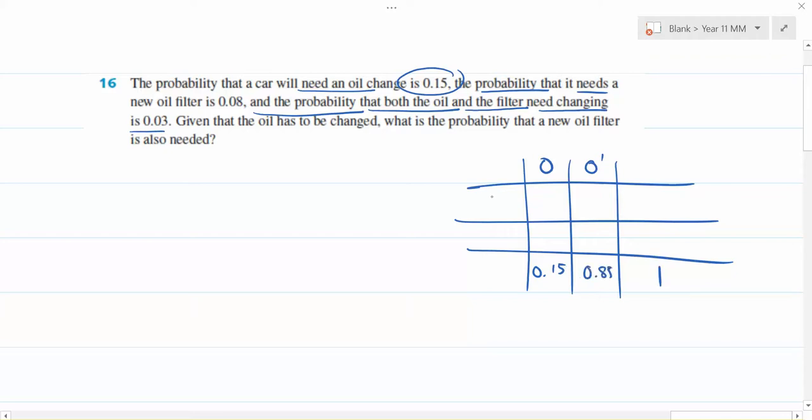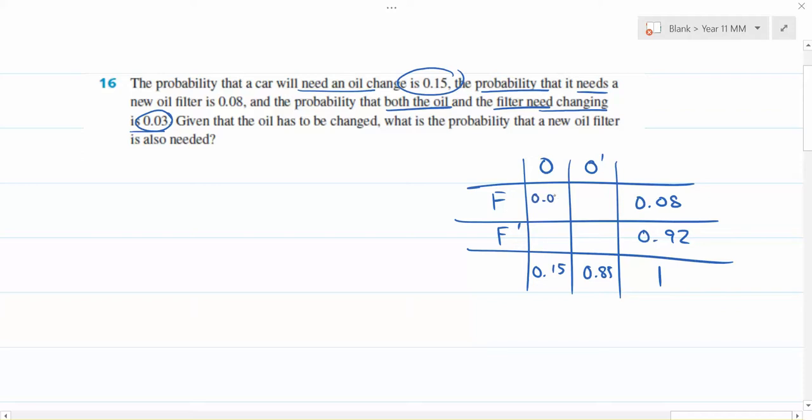They told me the chance of getting a new filter, so F for filter and F dash for not getting a filter, is 0.08. So the chance of getting a new filter is 0.08, and the chance of not getting a filter would have to be 0.92. So 92% chance of not getting it, and 8% of getting it. Then they gave me that last part, which is key. That's why I'm using a cardinal map to visualize it. They said the probability that both an oil and a filter need changing is 3%.